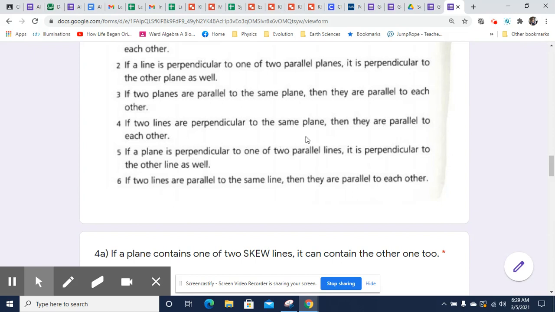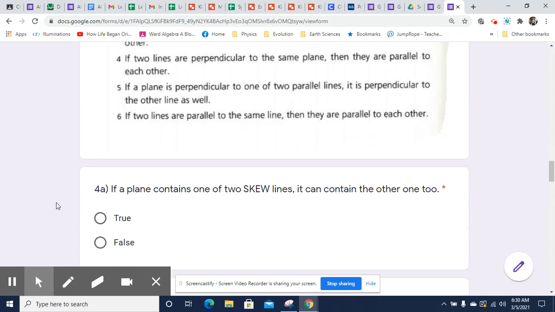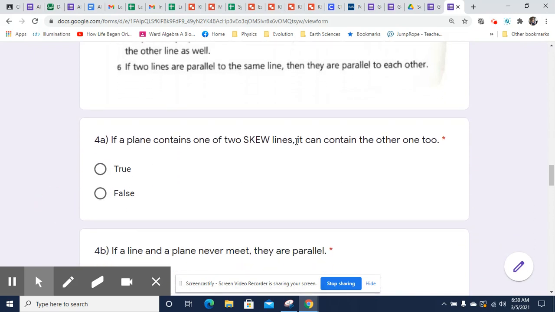If two lines are perpendicular to the same plane, then they are parallel to each other. And that's also a variation on if two lines are perpendicular to the same line, then they are parallel to each other. And if a plane is perpendicular to one of two parallel planes, it is perpendicular to the other one as well. And if two lines are parallel to the same line, then they are parallel to each other. And that's the transitive property.